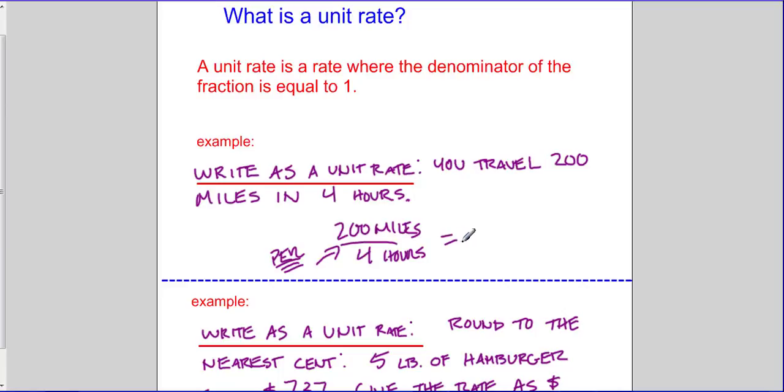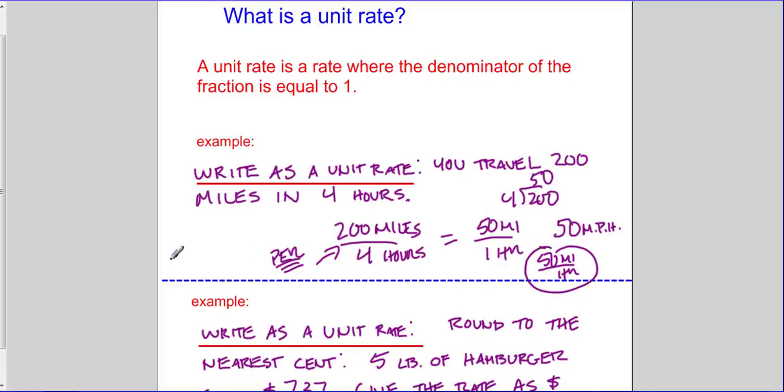To make it a unit rate now, I divide 4 into 200. Well, this is simple enough that I don't need a calculator. That's going to be 50. So this is 50 miles per 1 hour, or 50 miles per hour. Now on a highway, you would see this represented as 50 mph. But this is the mathematical scientific way of writing it, 50 miles per 1 hour, or you just write 50 miles per hour.